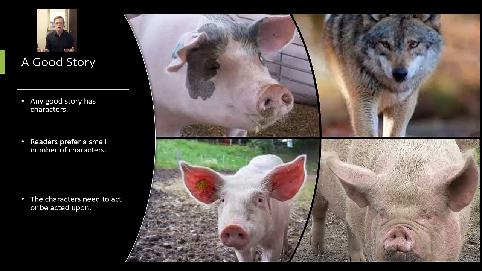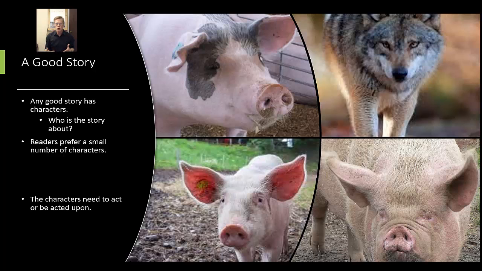Let's think about a good story. When we think about children's stories, those are nice examples of what a prototypical story should be, because we like to keep children's stories simple and to the point. Any good story has to have characters. So think about the Three Little Pigs. There's only 4 characters in the Three Little Pigs. There's the 3 pigs and the wolf.